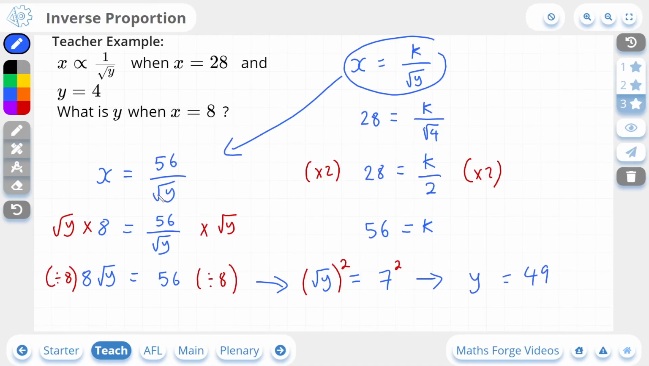So, given the relationship that exists between x and y, when x is equal to 8, y is equal to 49. And if we check our answer, there it is. And that's it for the lesson on inverse proportion.